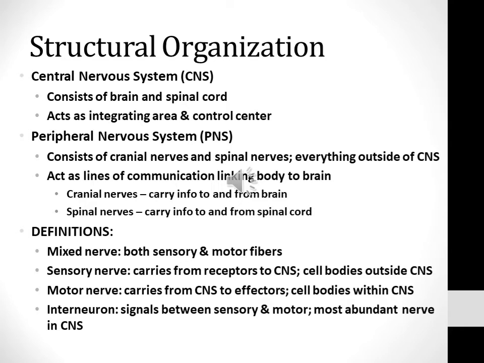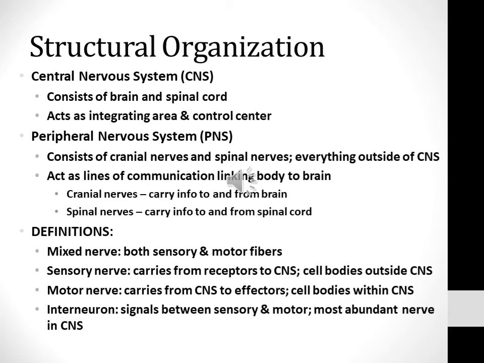So the structural organization of the nervous system is 2 main areas, and then you've got some smaller divisions, and I'm going to show you a little bit more on the next slide. But generally speaking, we have our central nervous system, which is going to be the brain and the spinal cord. This is the integrating and control center. So this is where we interpret sensory input and dictate motor output based on reflex, the current situation, and experience.